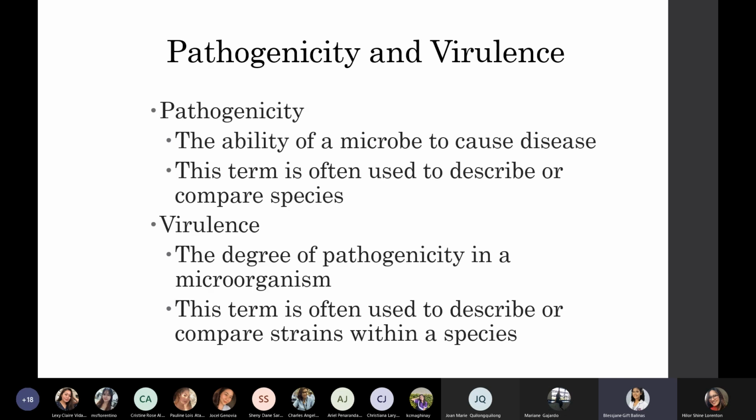For pathogenicity and virulence: pathogenicity is the ability of a microbe to cause a disease. This term is often used to describe or compare species of microorganism. Virulence is the degree of pathogenicity in a microorganism. We've discussed it in our slide before. Virulence is the term often used to describe or compare strains within a species. So pathogenicity is the ability to cause a disease, and virulence is the severity of the disease or the degree of pathogenicity.